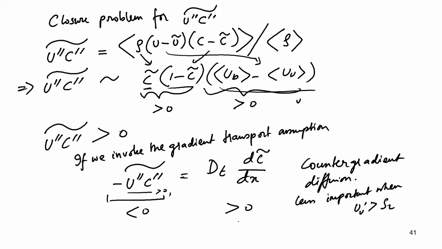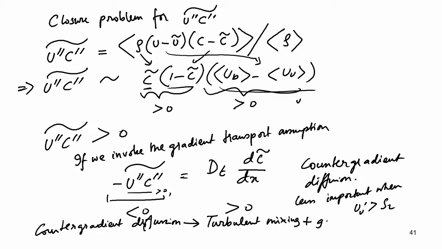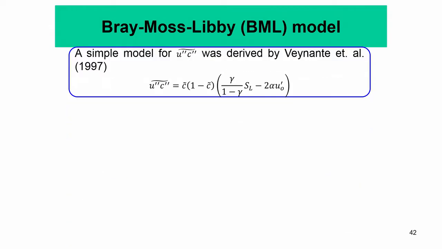So this is essentially a combination, this counter gradient diffusion contains both turbulent mixing plus gas expansion. This has to be kept in mind if you want to model this average progress variable transport and close these unclosed terms. Then you have to be mindful that in this c domain you have strong counter gradient diffusion, and that needs to be accounted for. So you have to find out situations when you have to use counter gradient diffusion or gradient diffusion.